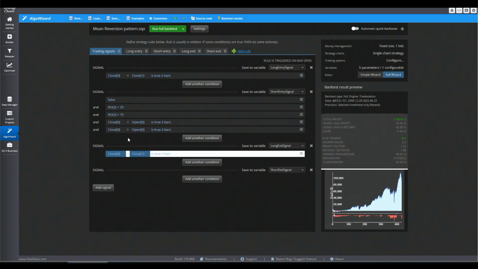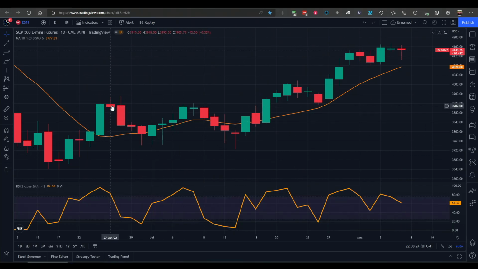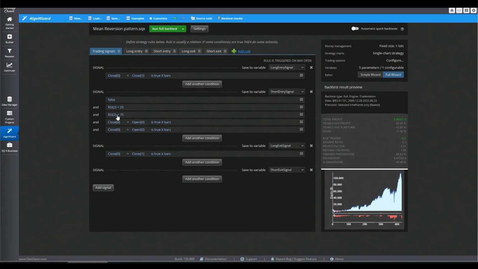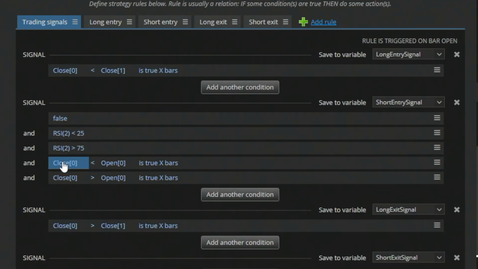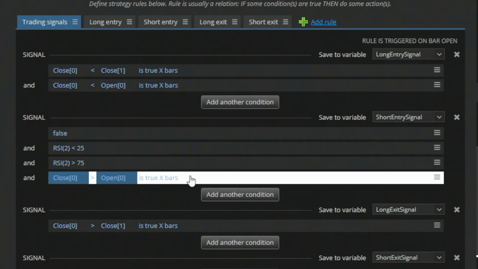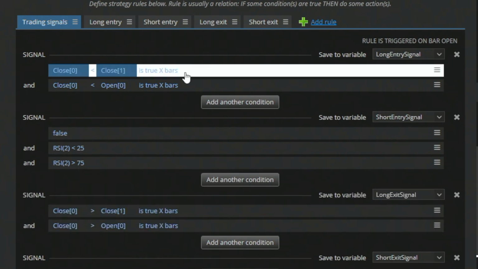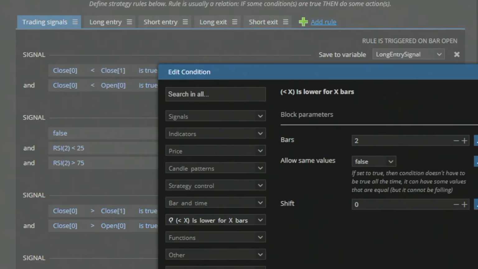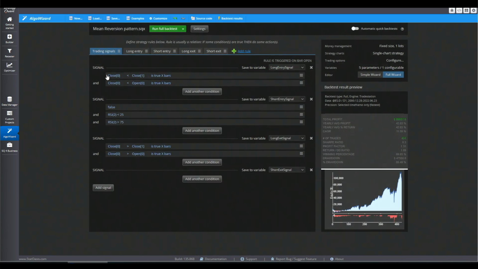But now I can enhance this with simple filters. So if we go back to the chart, we can see that when the close is lower than the previous close, it usually happens also that it's a down bar, meaning the close is lower than the open. So I add this filter: this is the close lower than the open, and this is the close higher than the open. Also, this is true for 2 bars. So same thing, we are looking for lower closes in a row, but also the bar should be red.